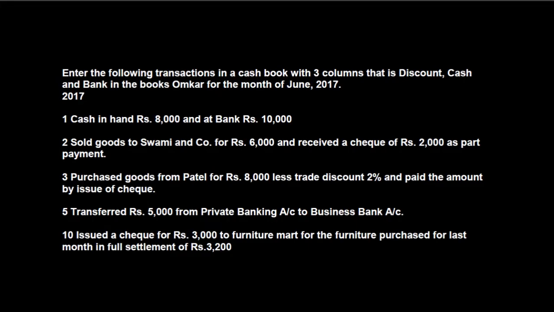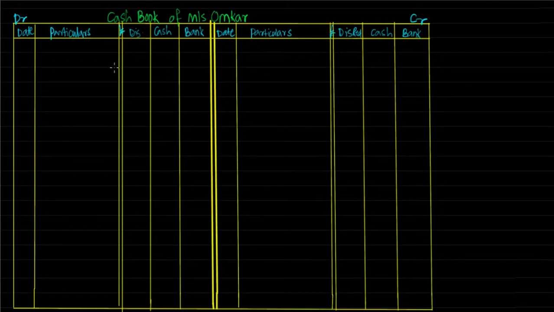Now on 1st June, cash in hand rupees 8,000 and bank rupees 10,000. We are going to remember one golden rule in this whole example, that all cash which is there with us and increases our cash and bank balance, we are going to write on the left hand side, and all which reduces we are going to write down on the right hand side.